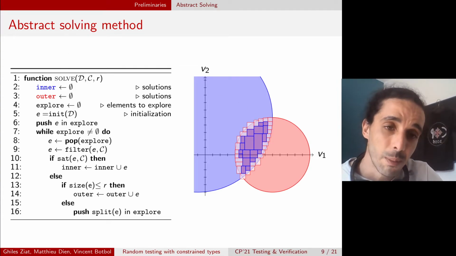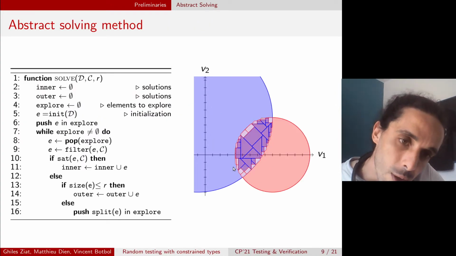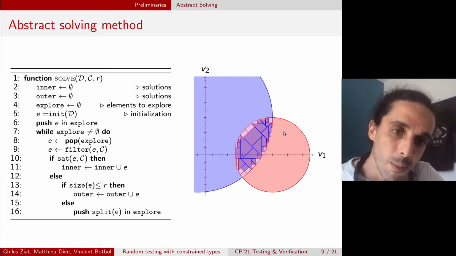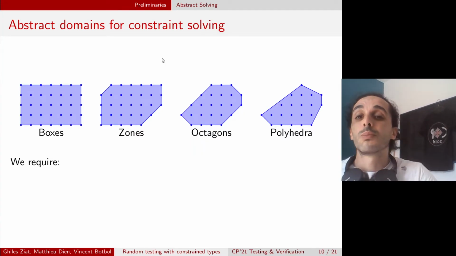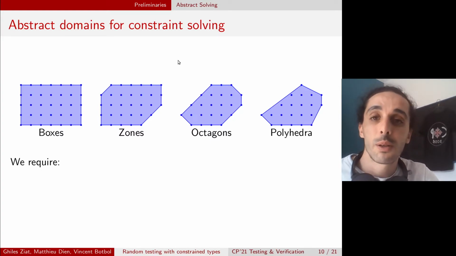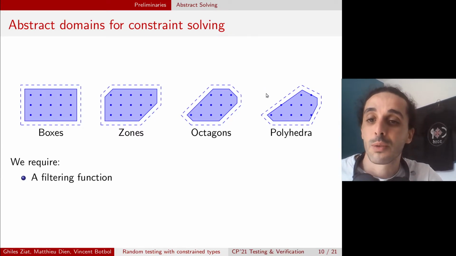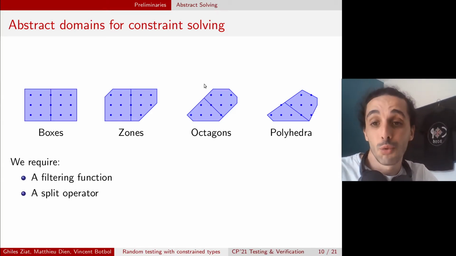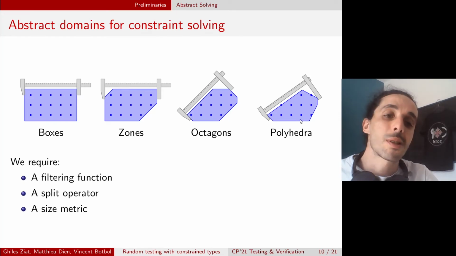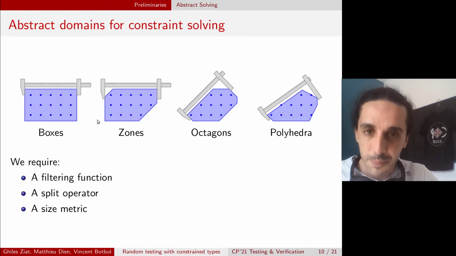And this solving method works just as well with other abstract domains. So here in this example, we can see the solution using octagons. So what do we need to be able to use an abstract domain within this constraint solving method? We need a filtering function that reduces an element according to some constraint. We need a split operator that splits an element into two or more sub-elements. And we need a size metric to say when an element is too small to be split again.